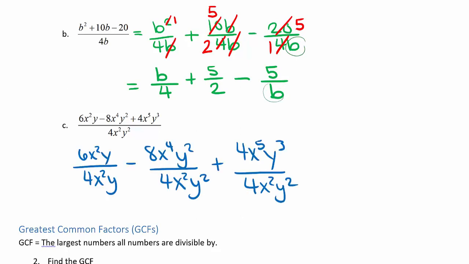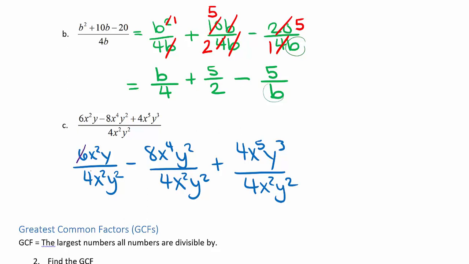All right, let's do one more example. I'm going to do the exact same thing here. I've got 3 terms in the numerator, and so I'm going to write this as 3 separate division problems. I have to divide each of these terms by the 4x squared y squared. To do the division, I'm going to do some canceling.